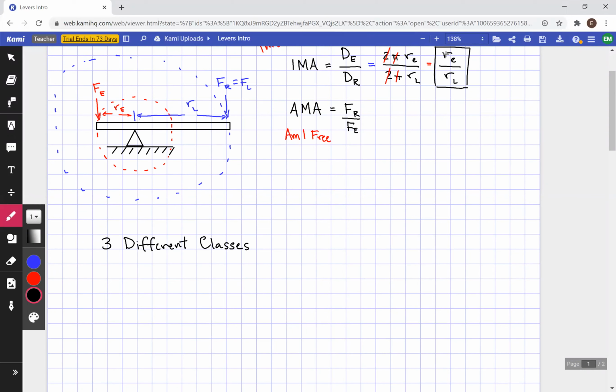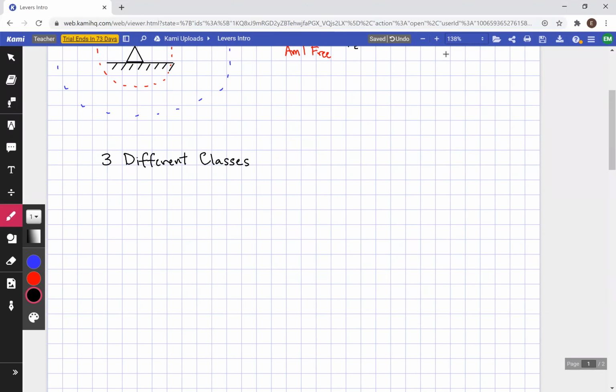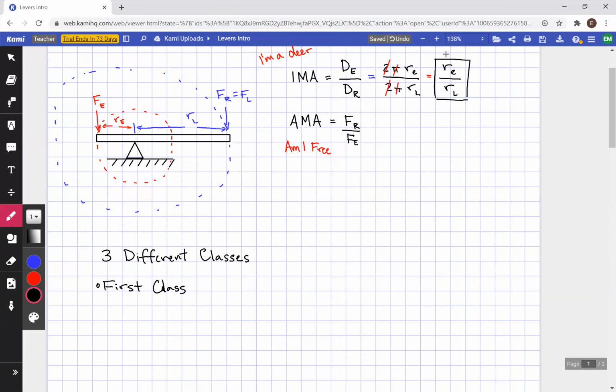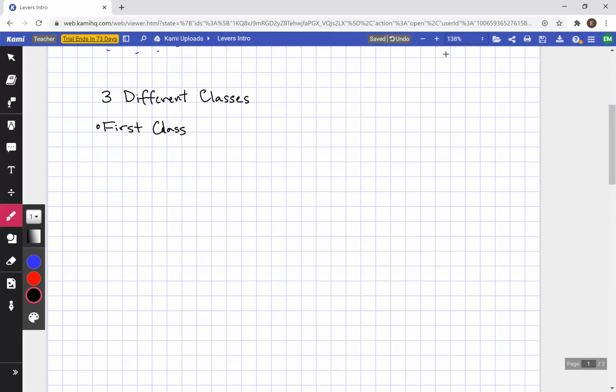And each one has a slightly different setup. So let's look at first class levers. This is what is going to come to mind when you think of a lever. This picture right here is a first class lever. So just a little quick sketch. We have our fulcrum in the middle. We've got the effort. We'll use the load.